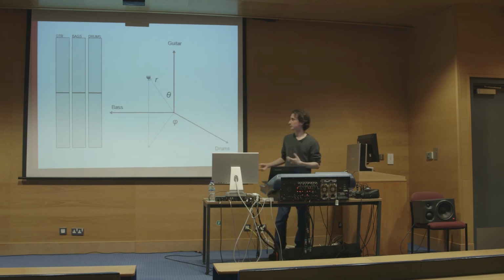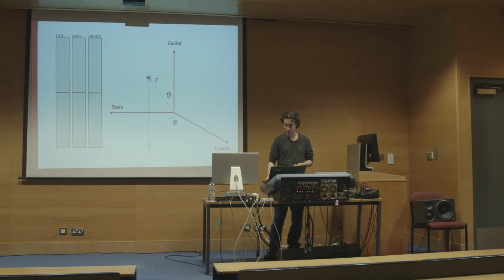When you have 3, you just would have your typical spherical coordinate system, where you have an angle that tells you about the blend of the drum and bass, and another angle which is the projection of that balance onto the guitar dimension. And the same thing there, the radius is just a master volume, effectively.